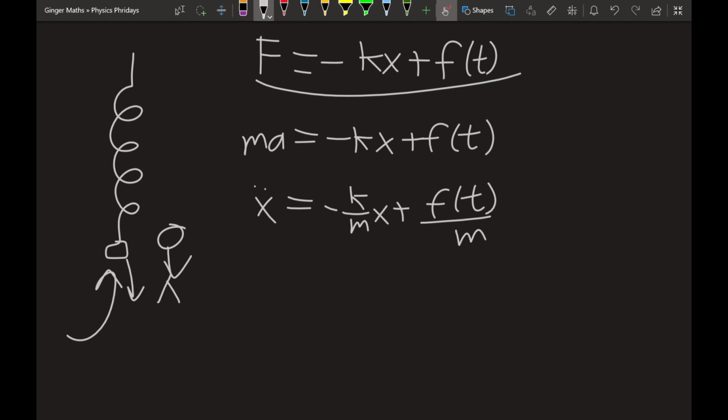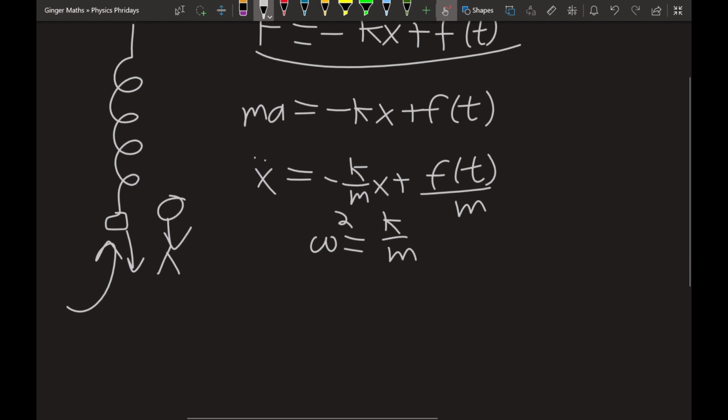And to solve this, we're actually going to make use of some Laplace transforms. But before we do that, just to simplify things quite a bit, I'm going to define the variable omega. Omega squared is equal to k over m. This is just going to help with a lot of the calculations later down the line with residues, etc.